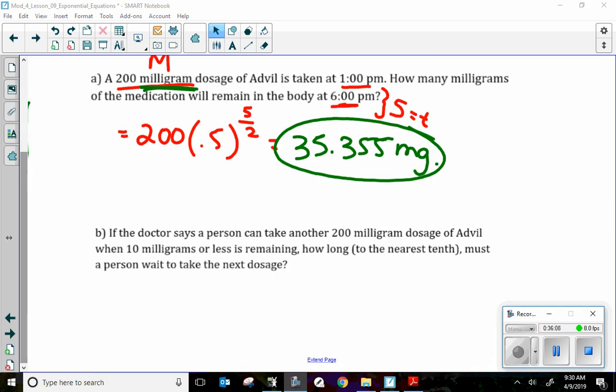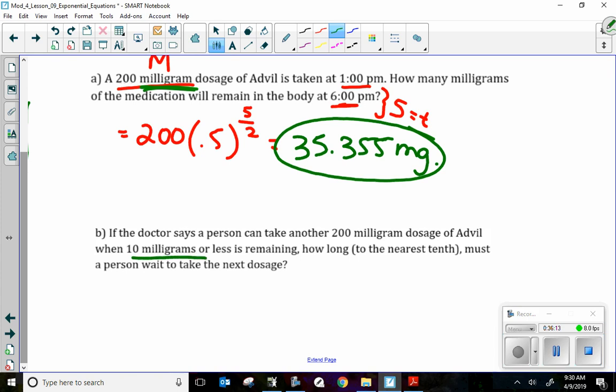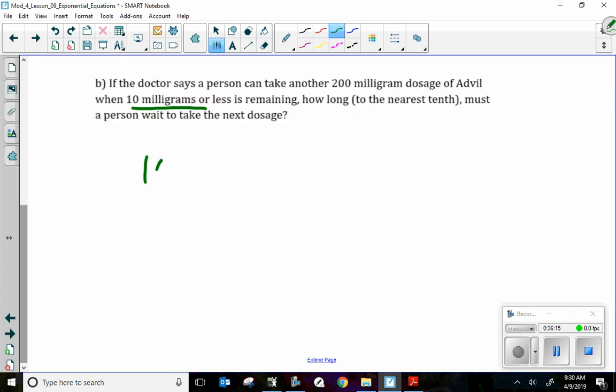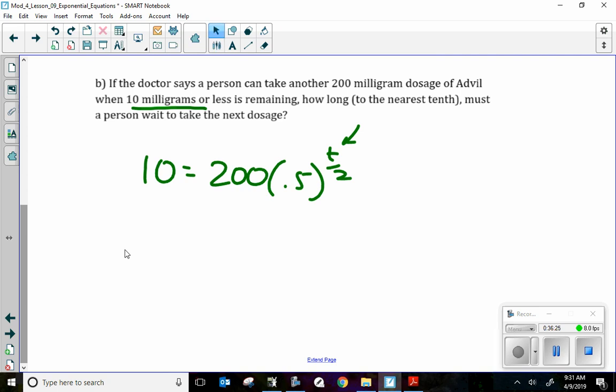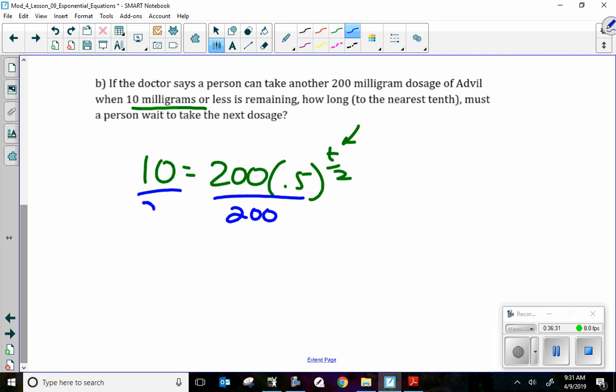Now it says the doctor says a person can take another 200 milligrams when there's 10 milligrams or less remaining. So I'm going to see when will I have 10 milligrams in my equation? We want to know when. So I'm just going to solve this for t. I'm going to use natural log eventually because my exponent is in the variable. First I'm going to divide by 200. 10 divided by 200 equals 0.5 to the t over 2.